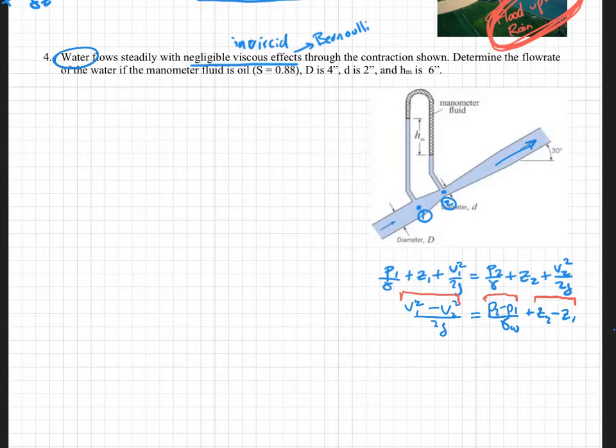Okay, so let's start with the manometer. These are our sides, as I usually like to call them. So for the manometer, we're going to start at 1.